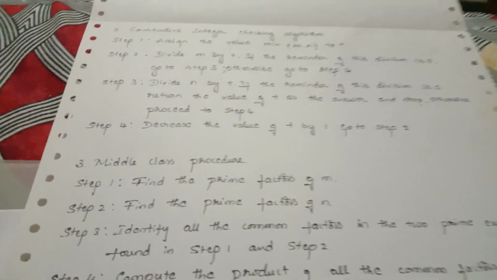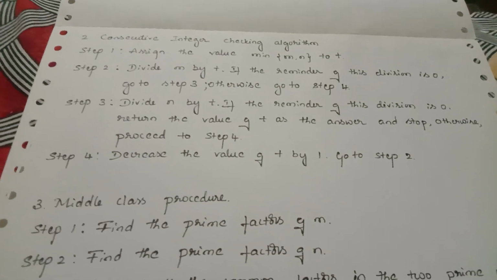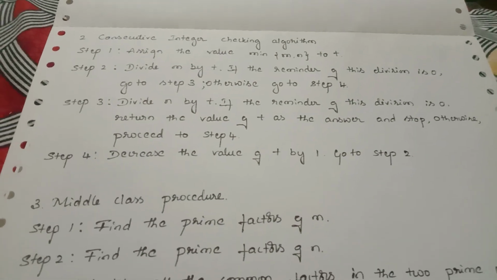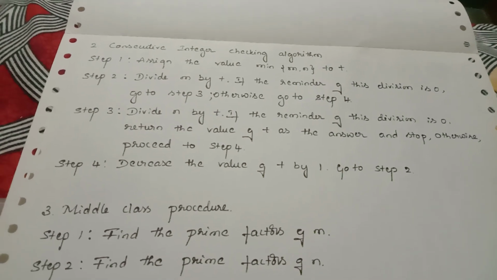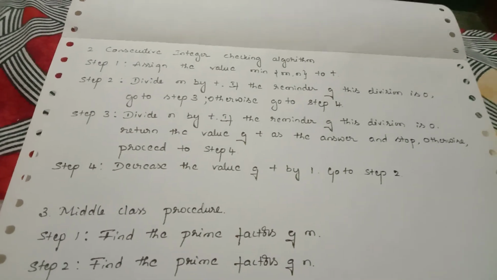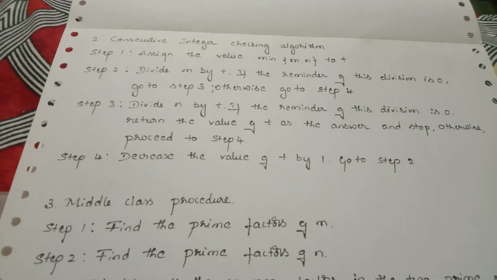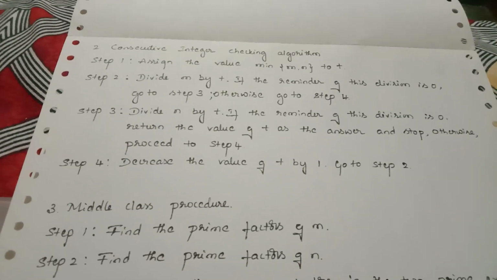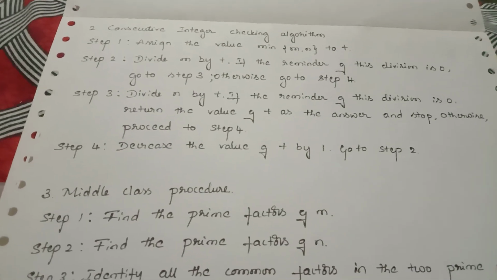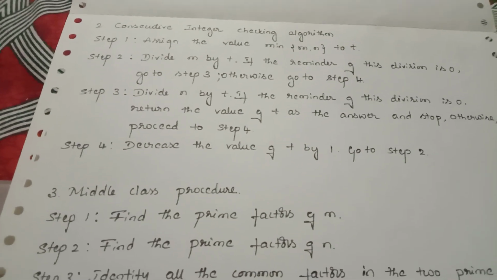So you can see here. The next one is the consecutive integer checking algorithm. This is another algorithm that is based on a completely different methodology to solve the GCD of two numbers, and it is completely different from the idea of Euclid's algorithm. So what is this algorithm? It is the consecutive integer checking algorithm, as the name suggests.